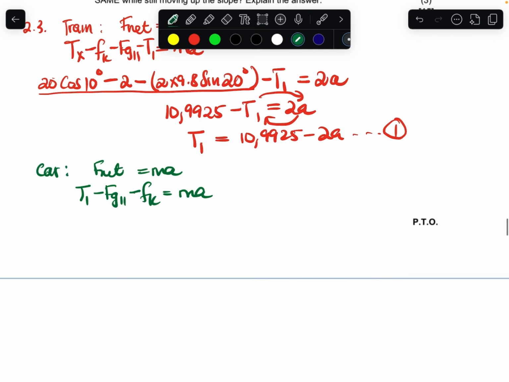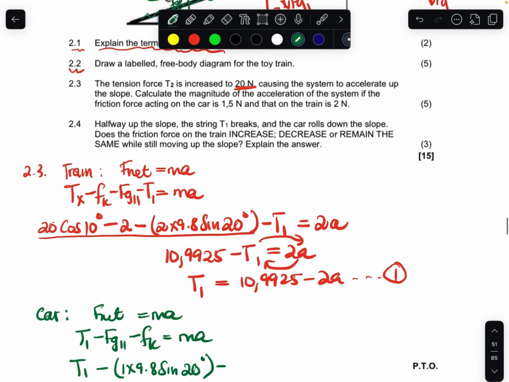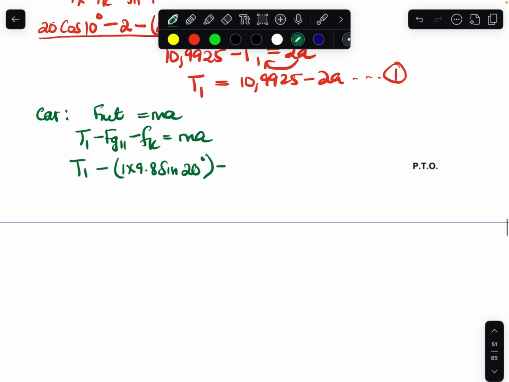And then I substitute. I have T1, and the FG parallel is going to be 1 times 9.8 sine 20, the angle of an incline, minus the frictional force. We were told it's 1.5 for the car, so it's going to be minus 1.5 equal to 1 times A, which is 1 times the acceleration.